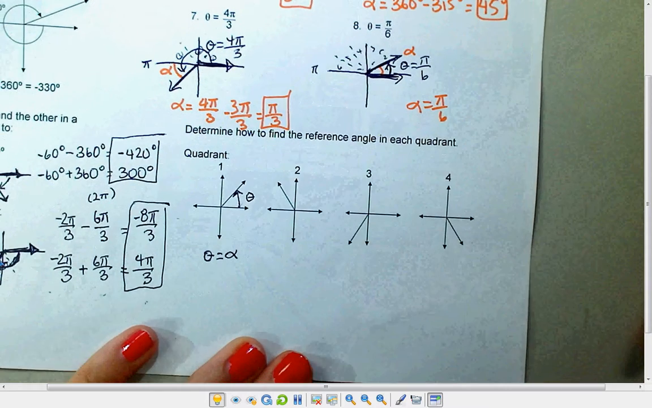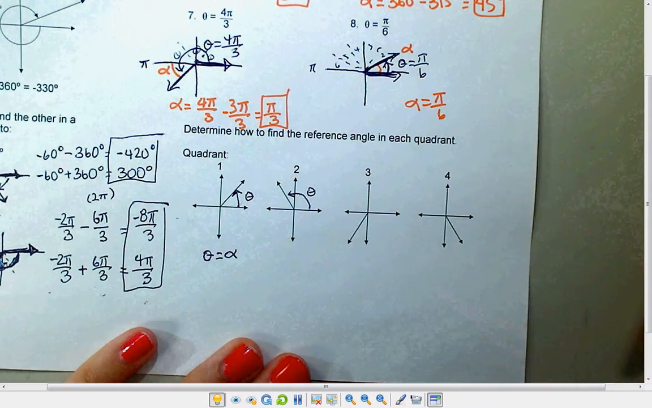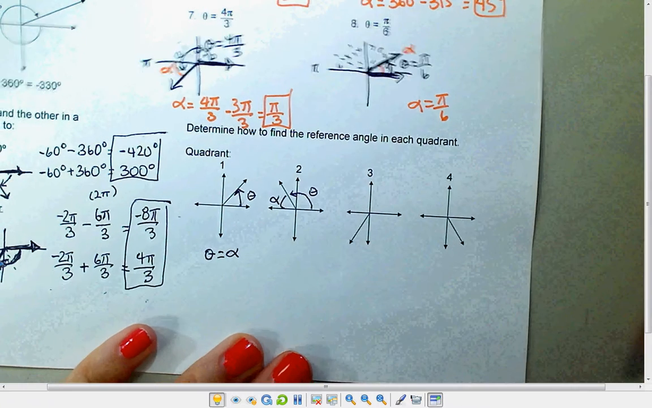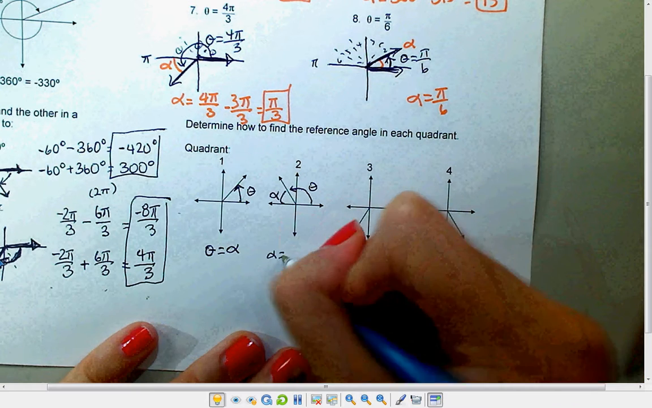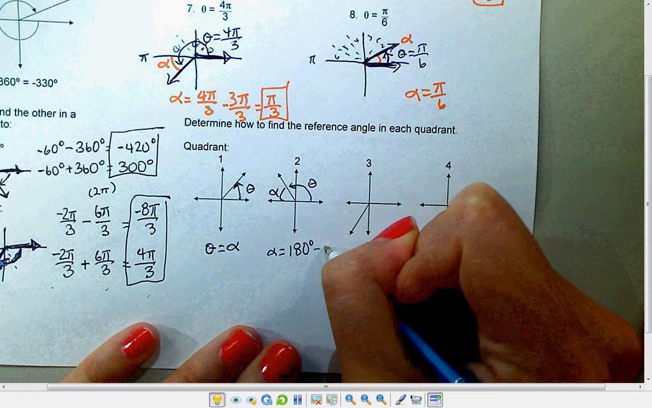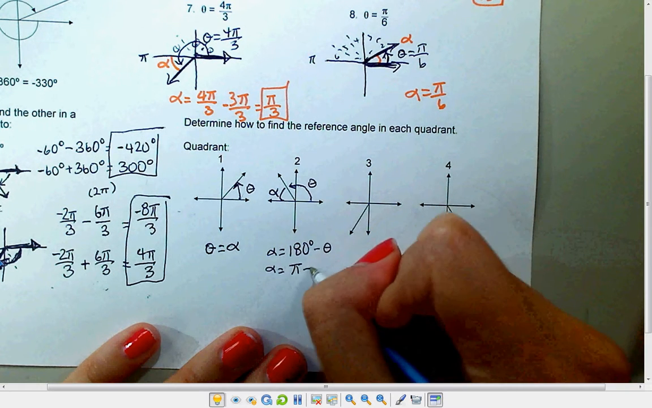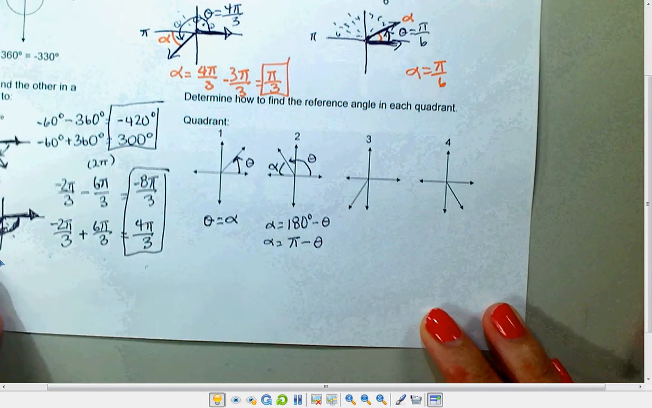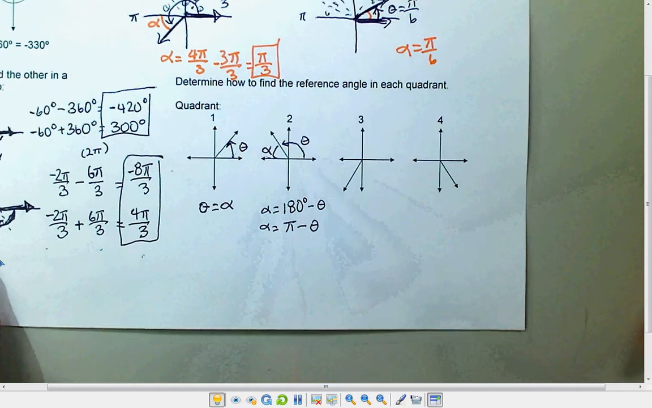If it's in the second quadrant, so if this is my original angle, my reference angle is going to be right here. In this case, depending on whether you are in radians or degrees, you're going to subtract 180 minus your original, or pi minus your original angle. For both cases, you start here and subtract the original angle.